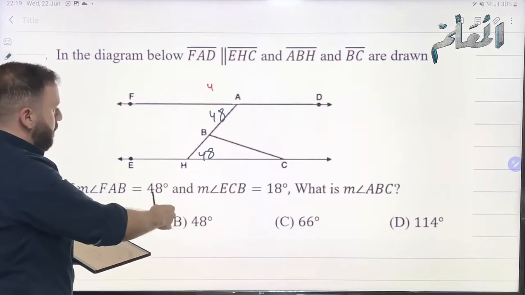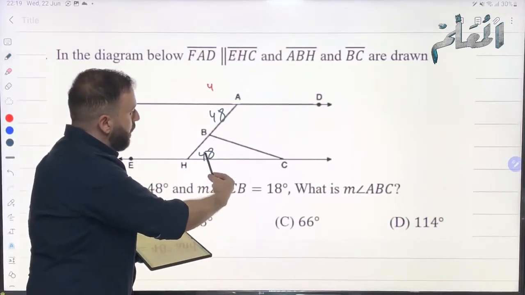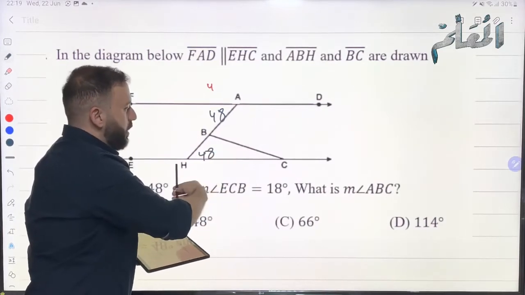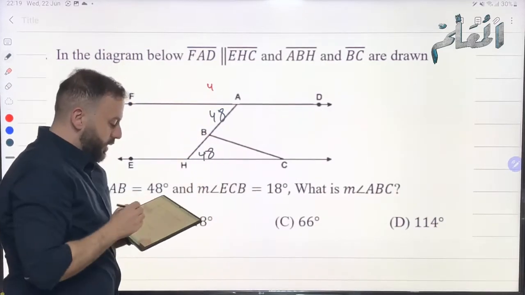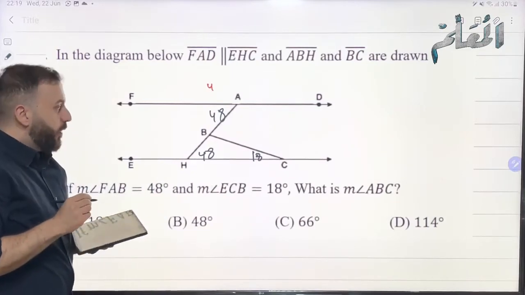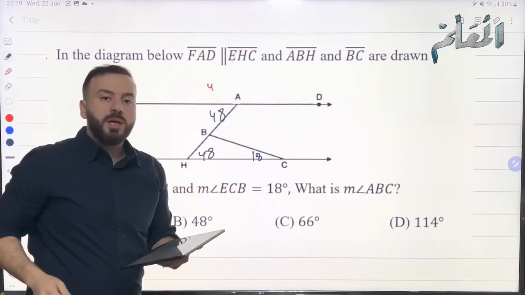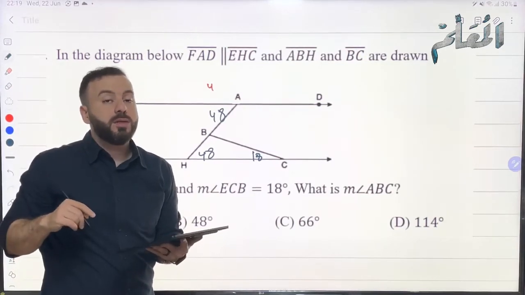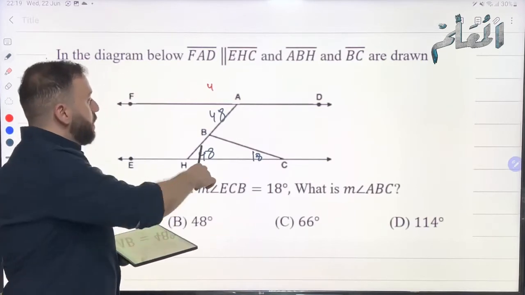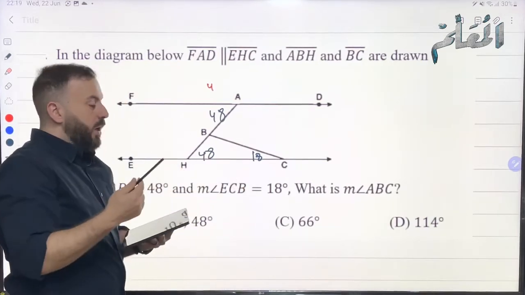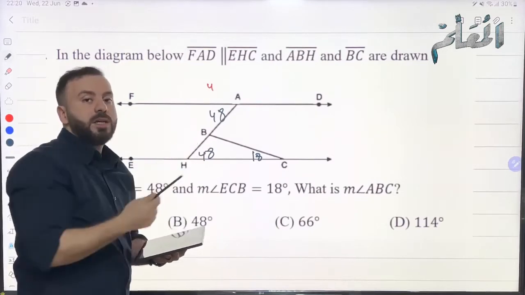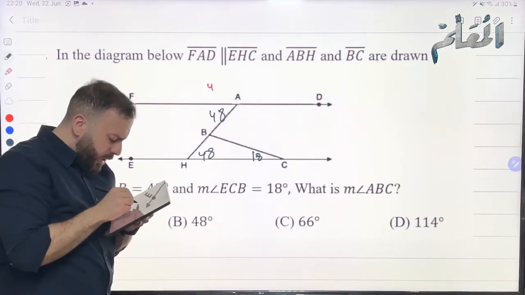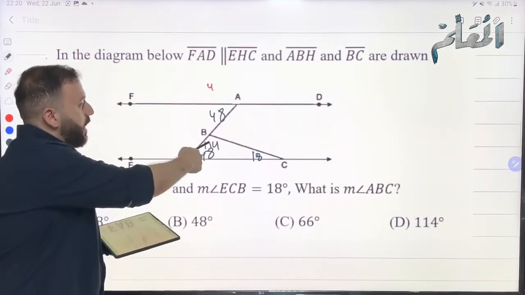Again, what's the angle? BCH, or ECB or HCB, whatever you call it. This one is equal to 18. And we have a triangle, and we know the sum of the interior angles inside a triangle is equal to 180. And so 48 plus 18 plus the third angle is equal to 180. If we do the subtraction, we get this angle is equal to how much? 114. So this angle is equal to 114.